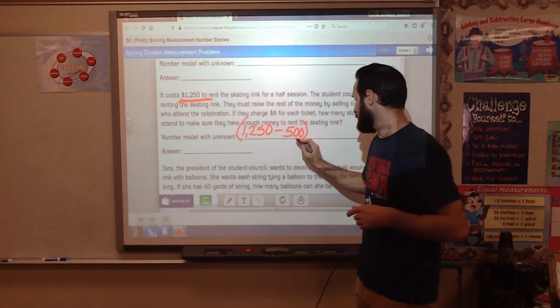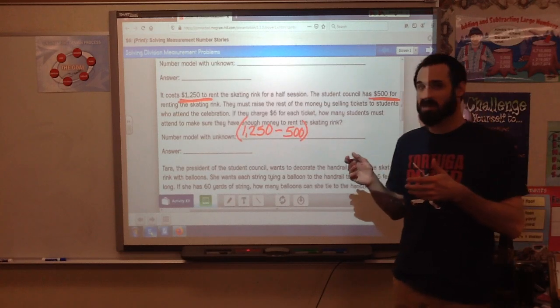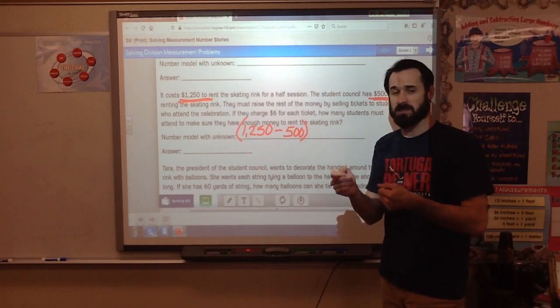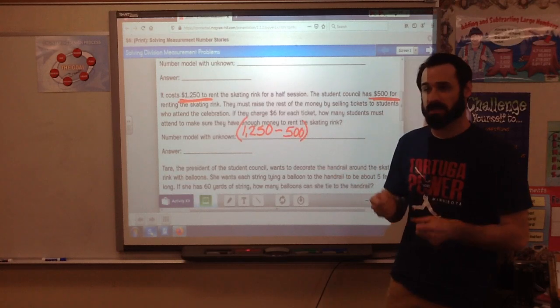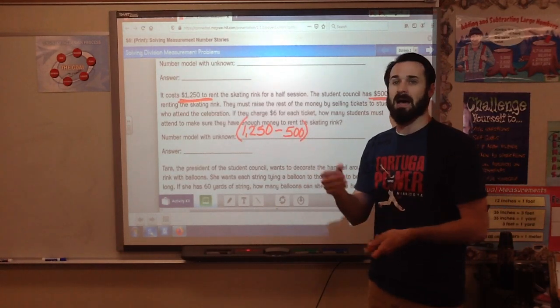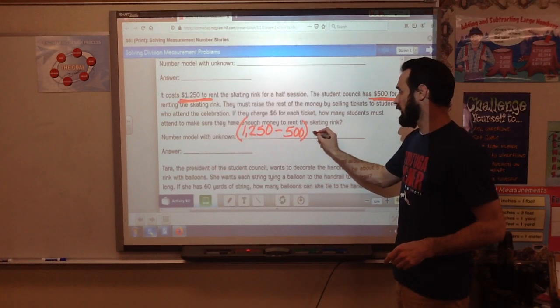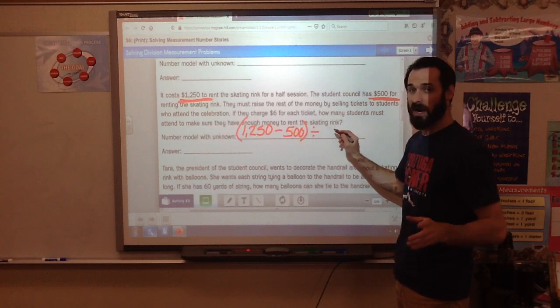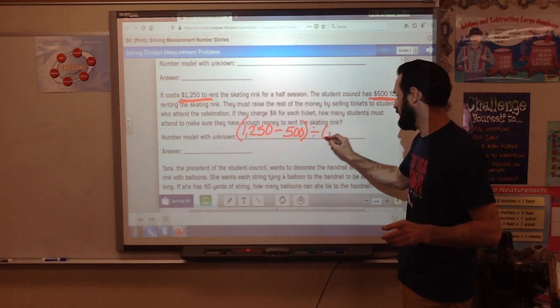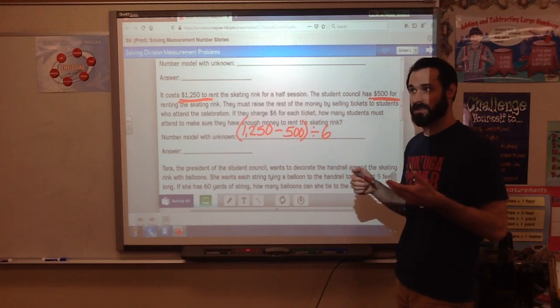Once we know that, then we know that however much is left, they're going to sell tickets, and those tickets are $6. We need to know how many tickets they need to sell. 1 is 6, 2 is 12, 3 is 18. How many they would need to sell to get the rest of that money. So the rest of the money needs to be divided by 6, because we need to find out how many groups of 6 they need to make.